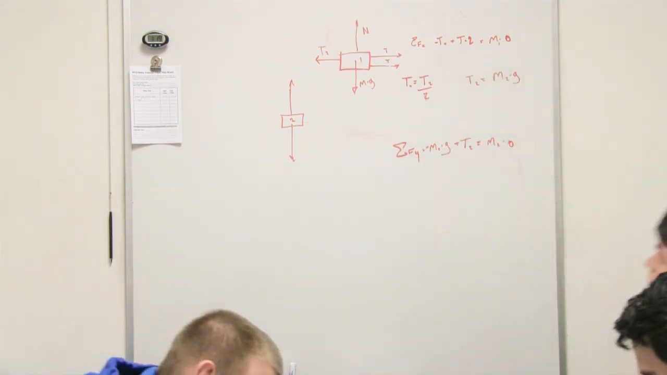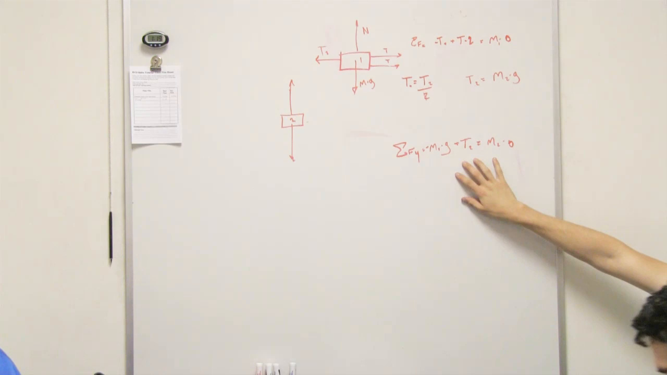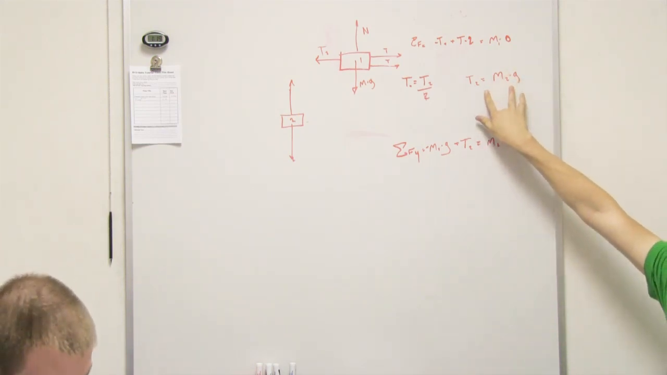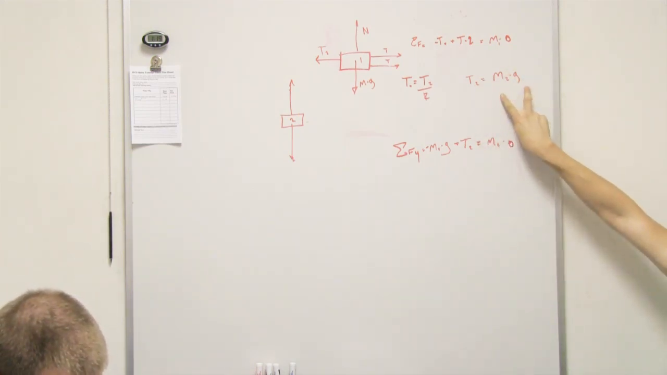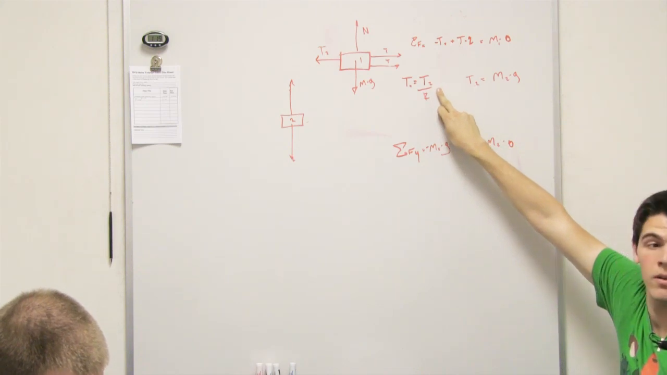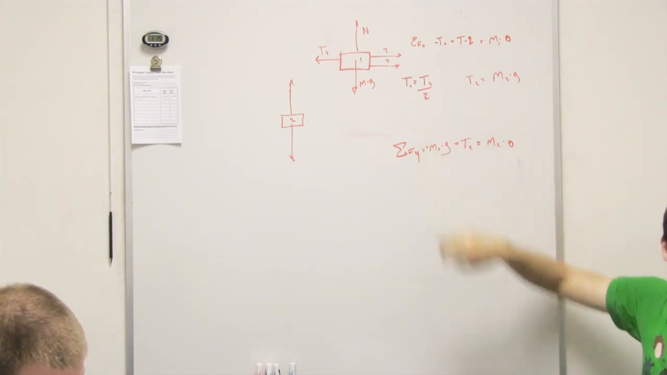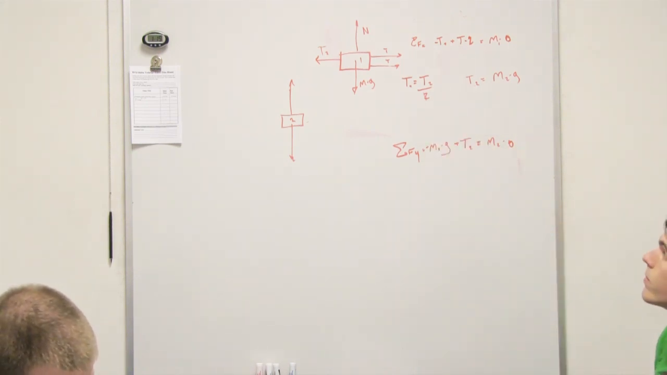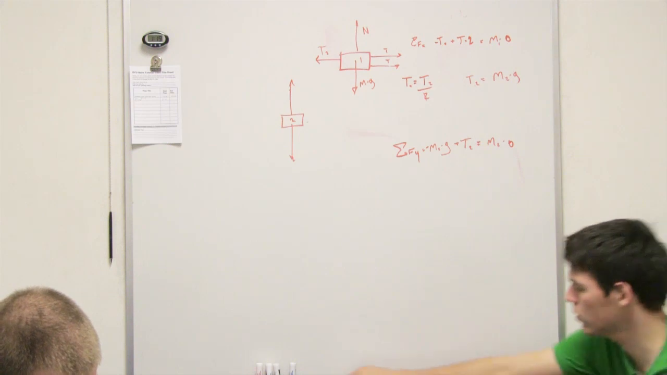Because you solve this for T2, that's T2 right there. Then you take that and plug it in right here, and that'll be your T1, the one that you're looking for. T1 equals T2 over 2. Okay, there's an over 2.